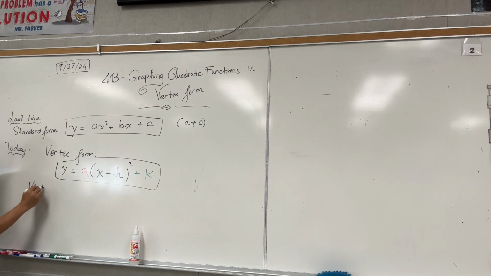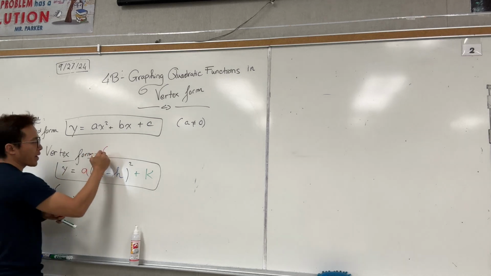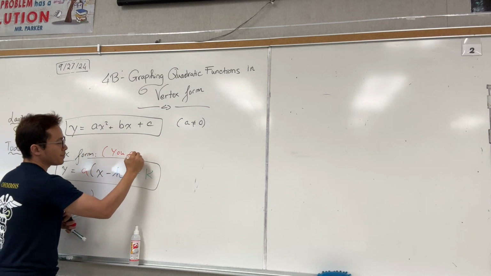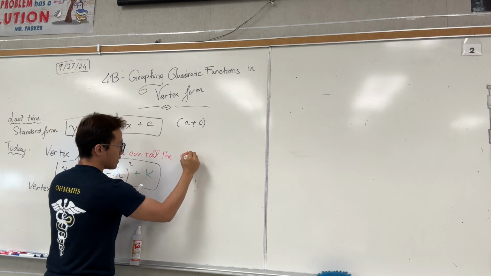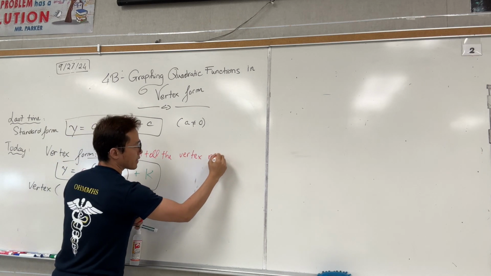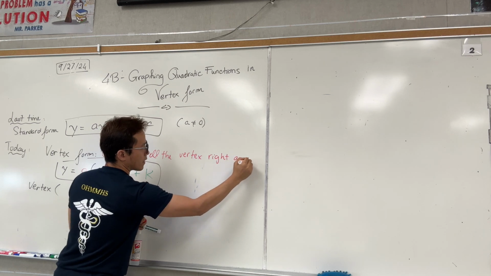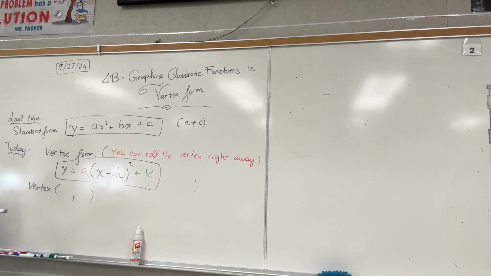The vertex here is, want to take a guess? Vertex form. That means you can tell the vertex right away. Like how? What is the vertex?